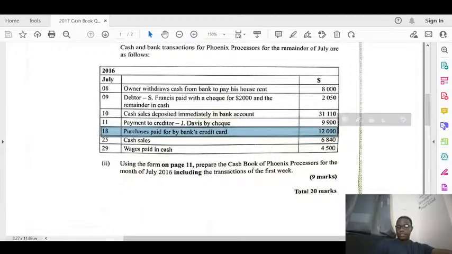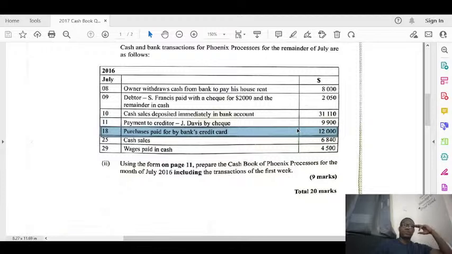Look at that transaction. It says purchases paid for by bank credit card. If you don't mind, Sharp, you would want to record this information in the cash book, right? But this information should not be recorded in the cash book. Do you know why? Because you are using a credit card.